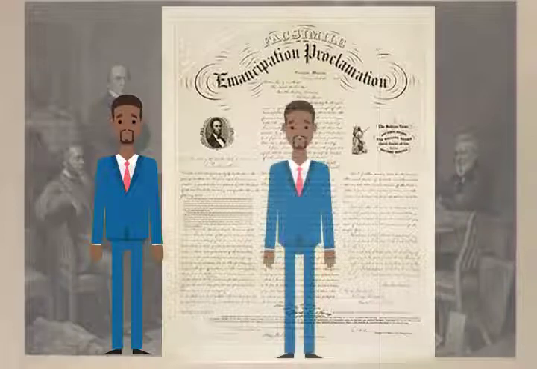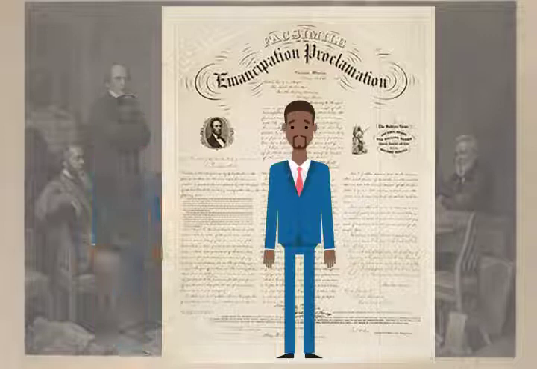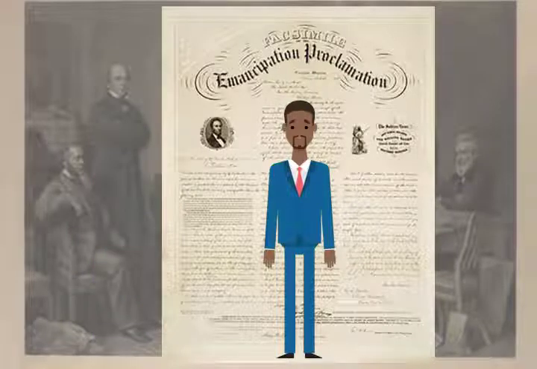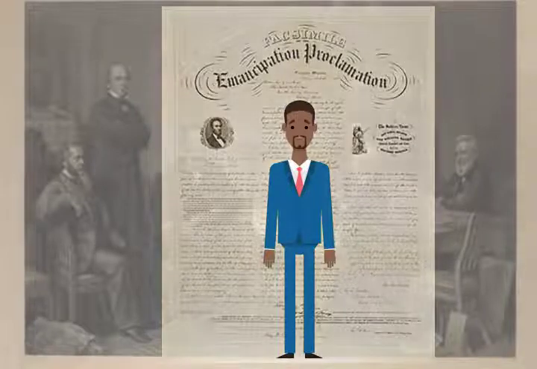Full freedom and citizenship for all African Americans became the law with the passing of the 13th, 14th, and 15th Amendments of the Constitution. It would take another 90 years for civil rights for African Americans to become the law in the United States.